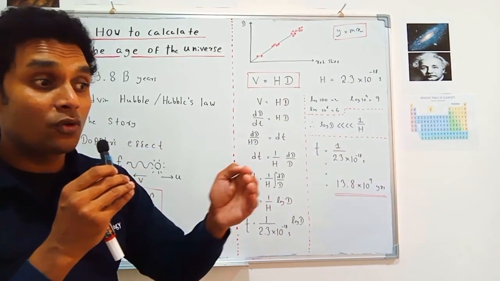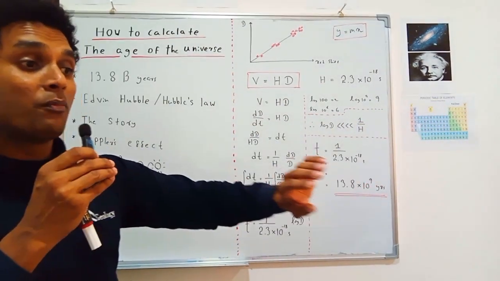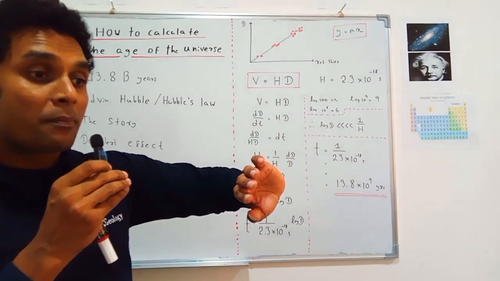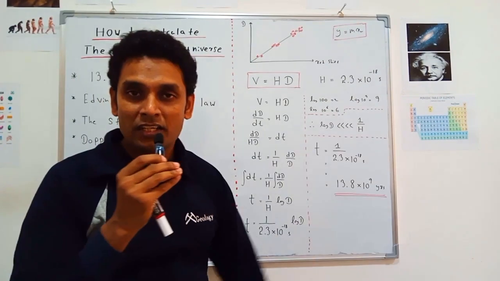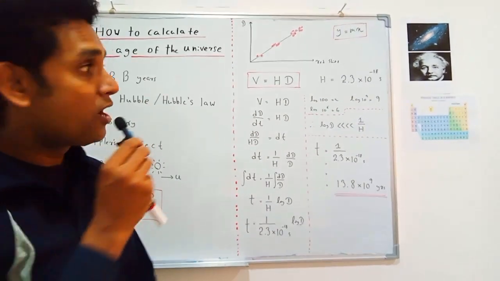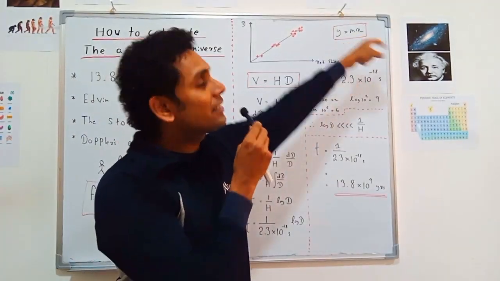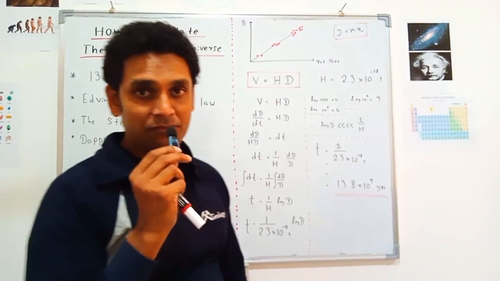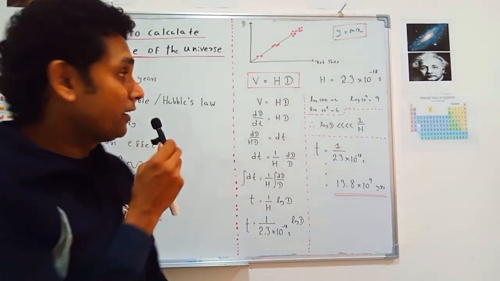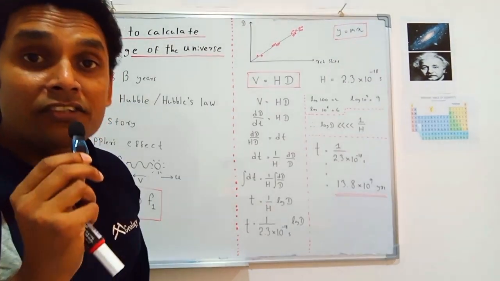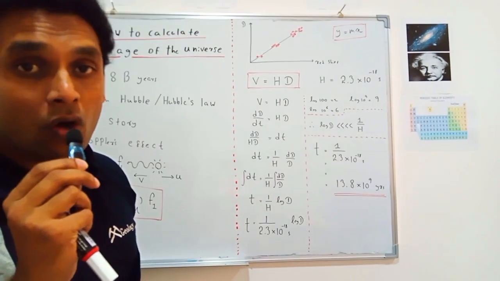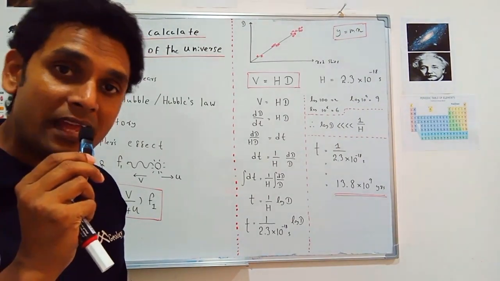So as the distance goes further and further, the speed of moving away also becomes higher and higher, according to the graph. That's what he understood, the y equals mx type graph. Okay, now using Hubble's law, we can calculate the time duration for the formation of the universe, or the age of the universe. We can do it like this.